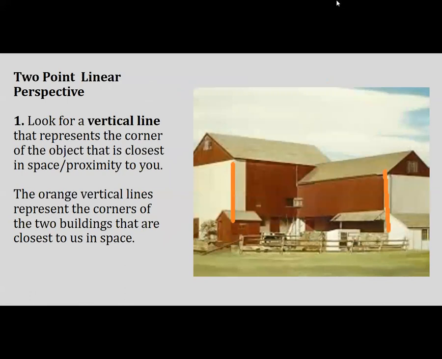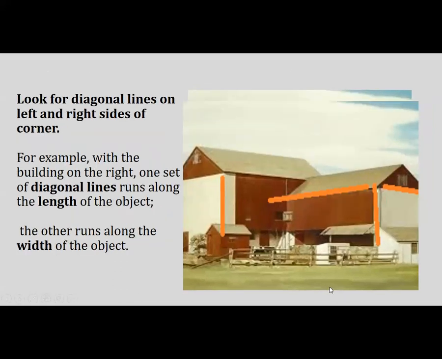So always with 2-point linear perspective, remember, you're going to look for the corners that are closest to us. So this corner here is kind of jutting out. It's closest to us. This corner of this barn here is closest to us. It's jutting out. And then the two sides are moving away from us in space to the left and to the right. So you're always going to look for those vertical corners, which I've drawn in orange on this image.